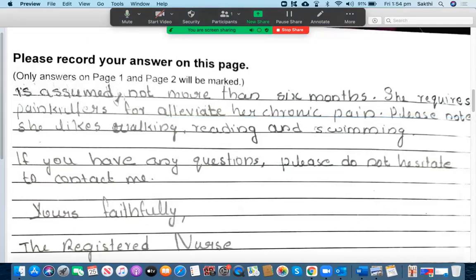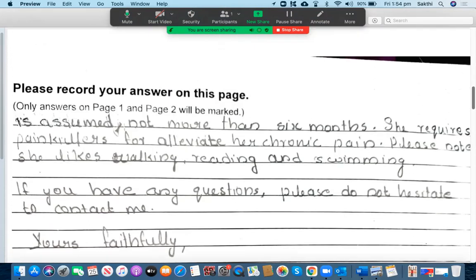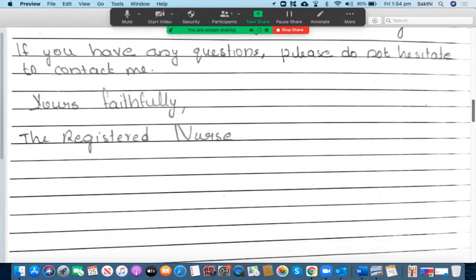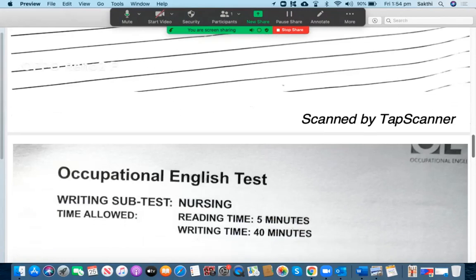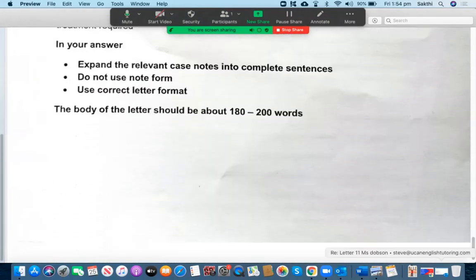Okay, her chronic pain. Okay, please note she likes walking, reading, and swimming. That's okay, good. If any questions come up, please do not hesitate to contact me. Yours faithfully, the registered nurse. All right, everything else is all right. There's no other major mistake in this letter. Okay, let's see if she has included all the relevant case notes or not. That's the first thing. And then I will go through the grammar and other essential criteria.